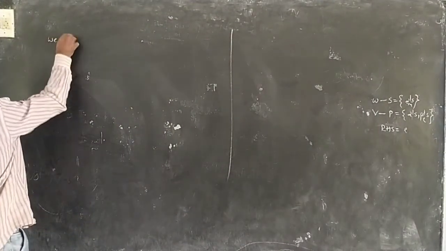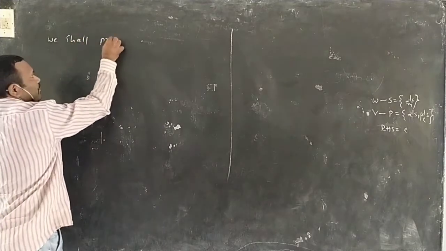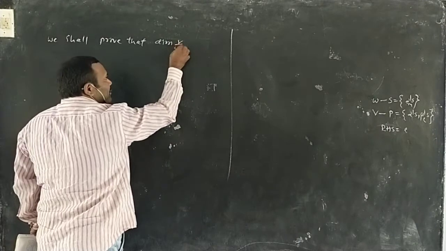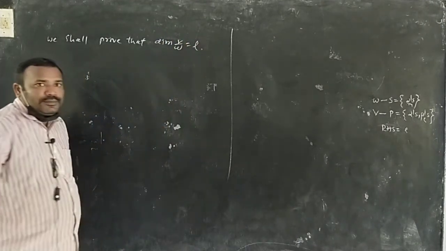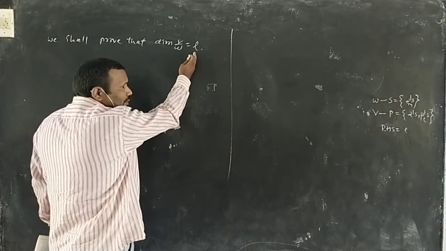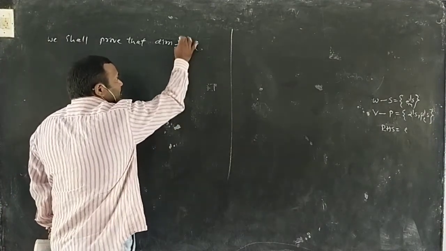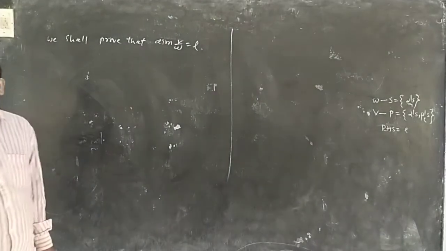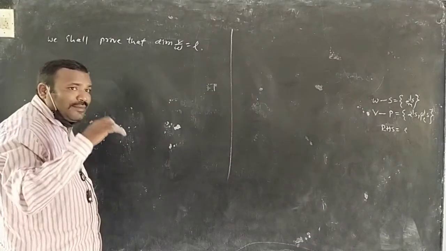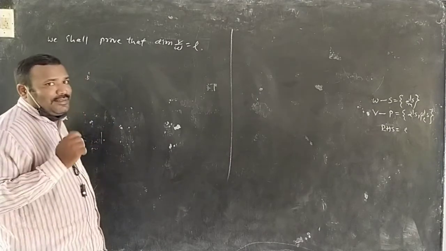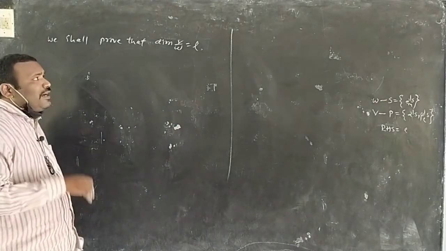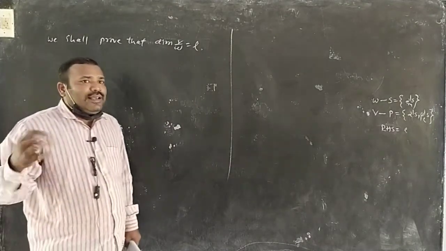We shall prove that dimension of V by W equal to L. So in order to prove dimension of V by W equal to L, V by W must have a basis. V by W ku basis undali, in which there shall be how many elements? L elements anamata. V by W ku basis unde, aa basis lo L elements unte, appudu dimension of V by W will be L anamata.